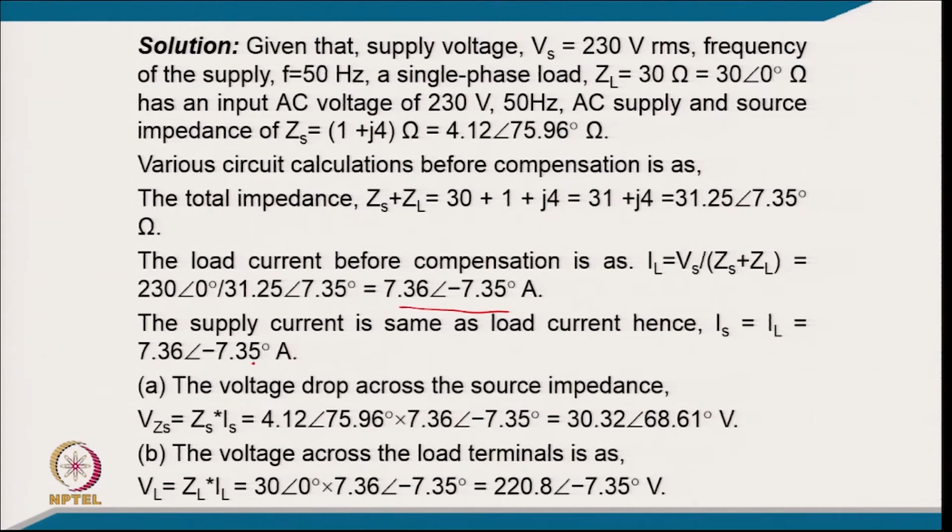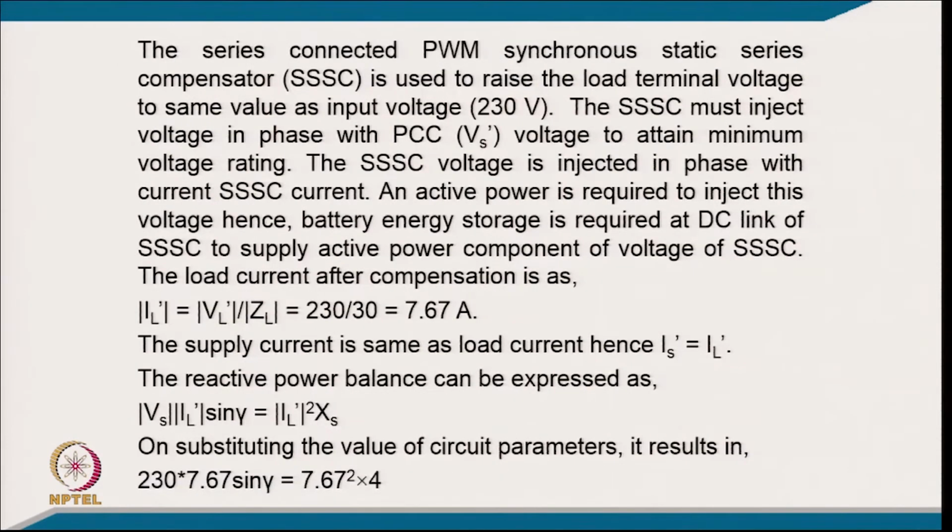The supply current is the same as the load current, that is 7.36 at the angle of minus 7.35 degrees ampere. The voltage drop across the source impedance is the source impedance multiplied by the current, and it comes to 30.32 at the angle of 68.61 degrees volt. The voltage across the load terminal will be ZL times IL. Putting in the values, it comes to 220.8 at the angle of minus 7.35 degrees volt.